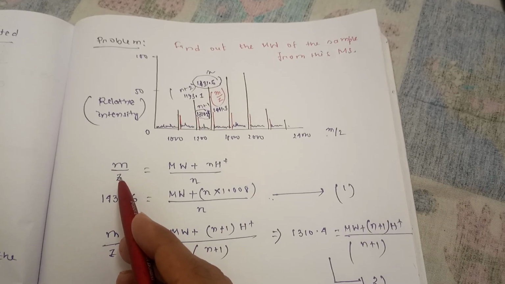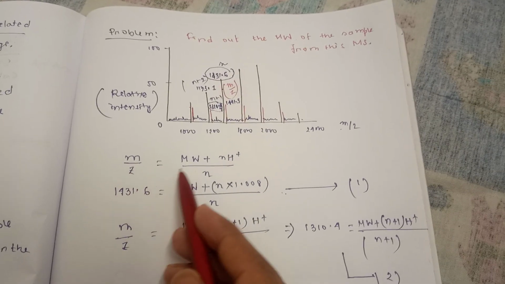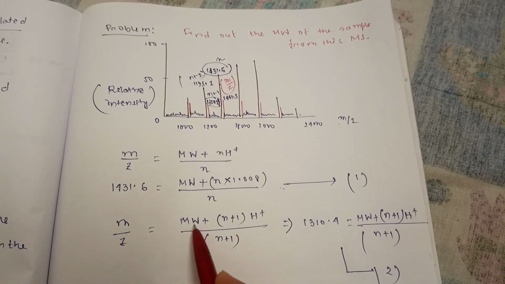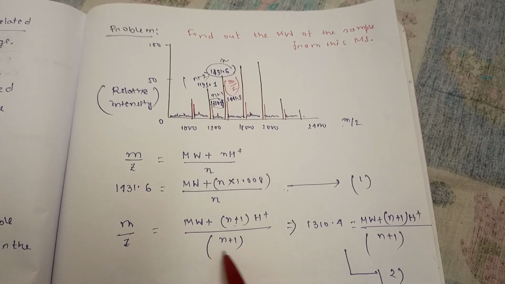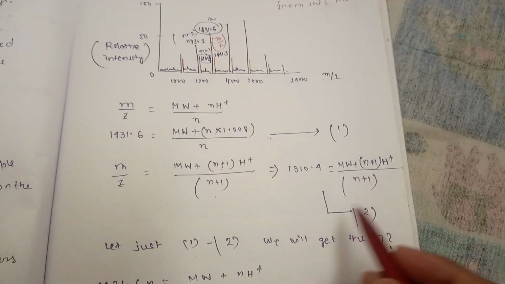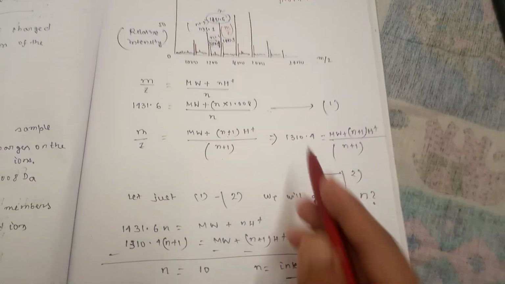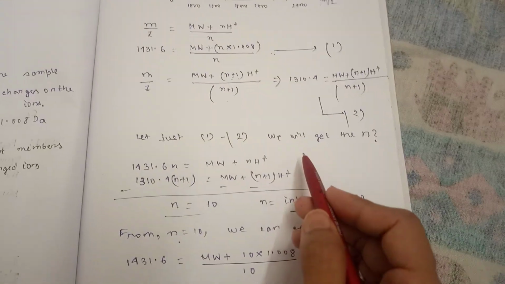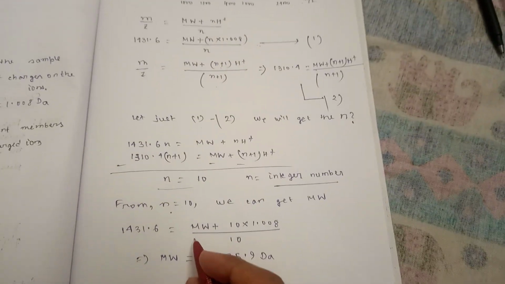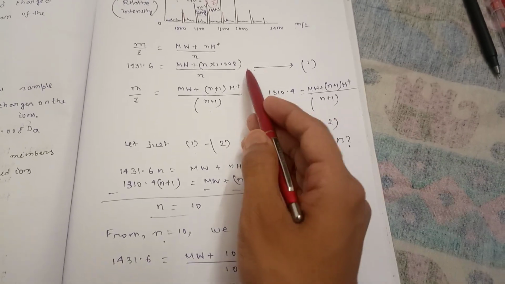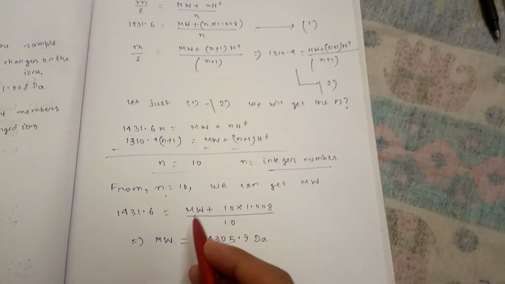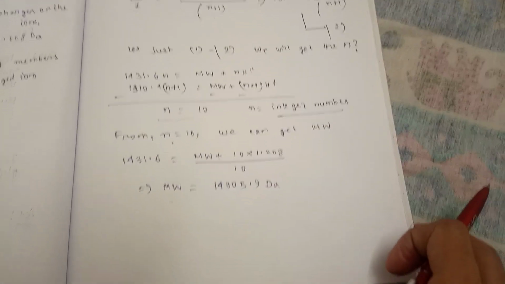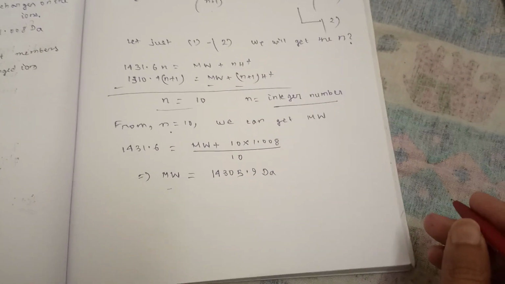So the formula is m/z equals (molecular weight plus nH+) by n, and the next is m/z equals (molecular weight plus (n plus 1)H+) by n plus 1. What we have done is calculate the value of n from these two equations, and then put the value of n in either equation 1 or 2, and we get the value of molecular weight. So this is the way we can get the molecular weight of any unknown sample from a mass spectrum.